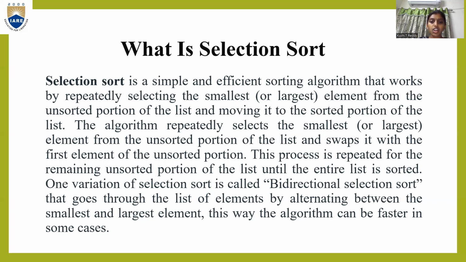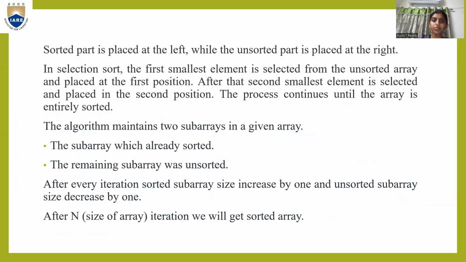One variation of selection sort is called bidirectional selection sort, which goes through the list by alternating between the smallest and largest element. This way, the algorithm can be faster in some cases. The sorted part is placed at the left, while the unsorted part is placed at the right. In selection sort, the smallest element is selected from the unsorted array and placed at the first position. After that, the second smallest element is selected and placed in the second position. This process continues until the array is entirely sorted.